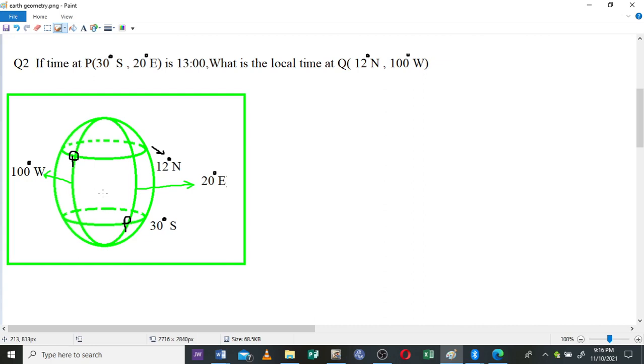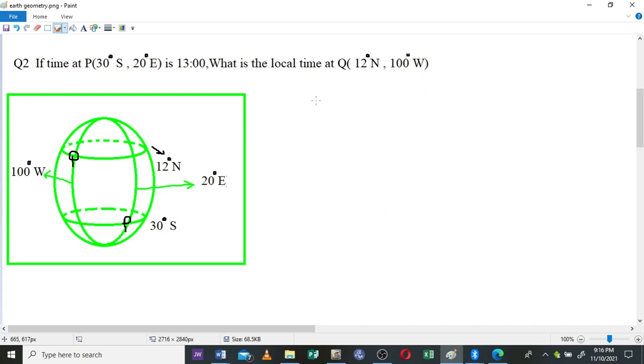Remember, 2 points lying on the same longitude have the same time, while 2 points lying on different longitudes have different times. If you want more explanation on how that happens, you can request for a video or for explanation. I'll be able to do that. Alright, so we want to find time.